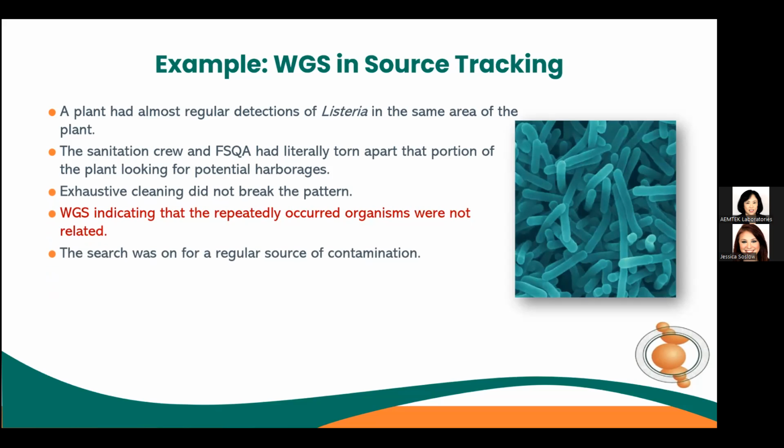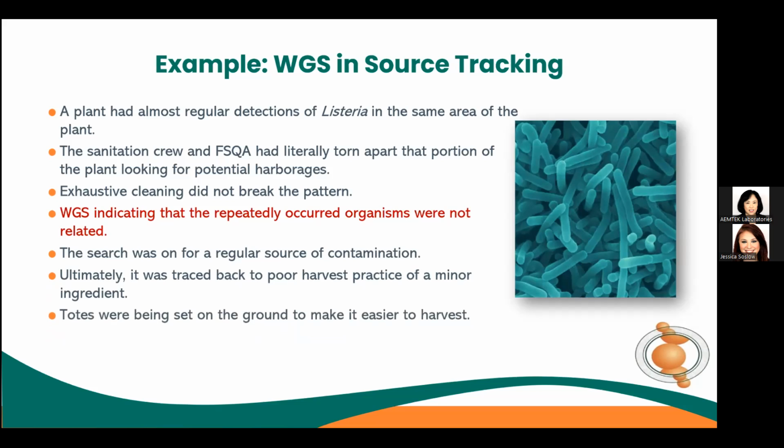So now they redirected their effort to search for what could be a regular source of contamination. Ultimately, it was traced back to poor harvest practice of a minor ingredient vendor. What happened is the totes that they used were set on the ground to make it easier to harvest. And then the entrained soil was the source of contamination, which makes sense because Listeria is common in the natural environment, in the soil.